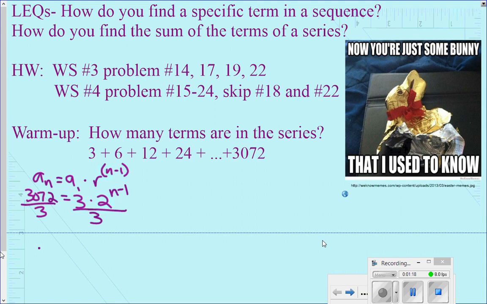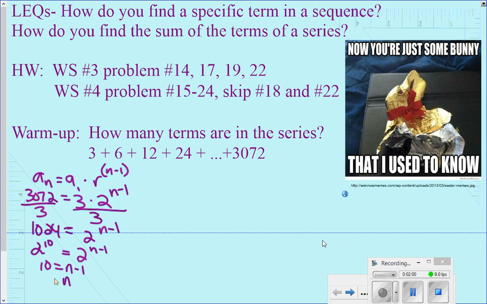So when I do that, 3072 divided by 3 gives me 1024 equals 2 to the n minus 1. Now, we have two options for solving here. Because 1024 is a power of 2, or can be rewritten with a base of 2, I can just do that. Or if you didn't realize that or forgot, you could take the log of both sides. So either rewrite 1024 as 2 to the 10th, which is equal to 2 to the n minus 1, and then set 10 equal to n minus 1.